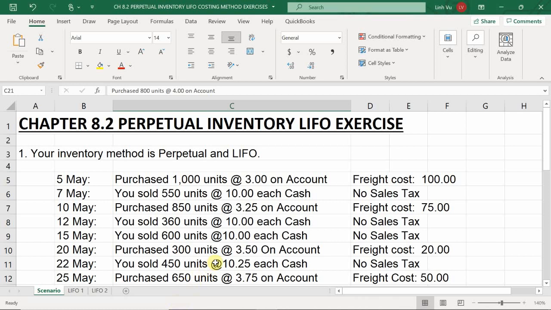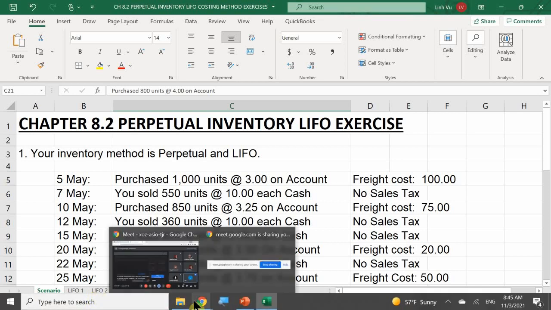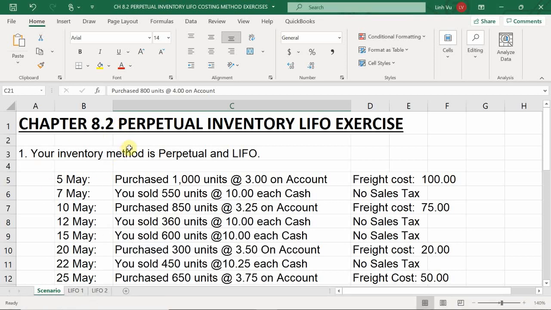So let's go ahead and dive right into the scenario here for 5.2. Okay. So in this case, we're taking a look at my inventory. Number 1 says your inventory method is perpetual LIFO. Okay. So once again, on May 5th, we end up purchasing 1,000 units for $3 each on account with a freight cost of $100.